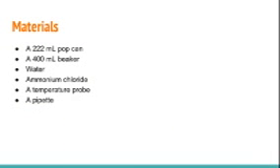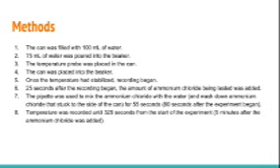The materials we used were a 222 milliliter pop can, a 400 milliliter beaker, water, ammonium chloride, a temperature probe, and a pipette. First, the can was filled with 100 milliliters of water. Second, 75 milliliters of water was poured into the beaker.